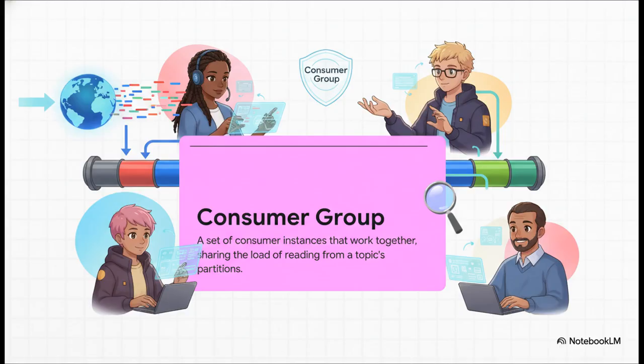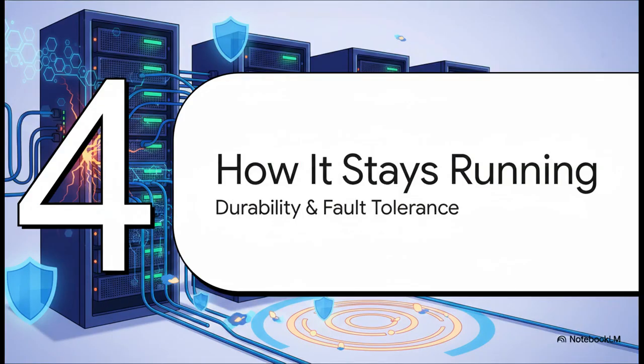You can group multiple consumer instances together to work as a team. Kafka intelligently distributes the topic's partitions among the members of the group, guaranteeing that each message is processed by only one consumer. This allows you to scale your processing power just by adding more consumers to the group. So Kafka is scalable, but what happens if a server crashes? How does it make sure your data isn't just lost forever? Well, that's where durability and fault tolerance come in.